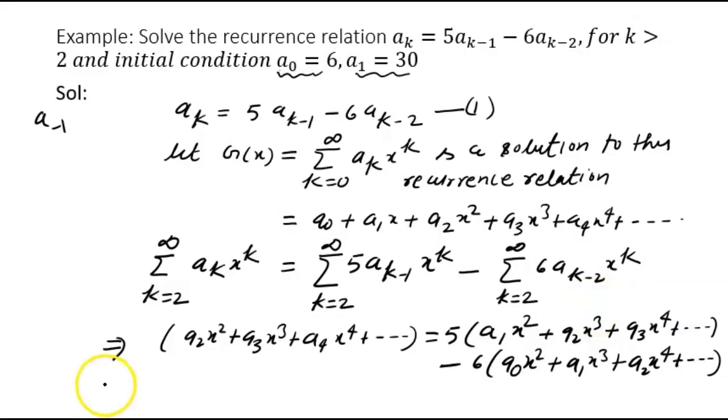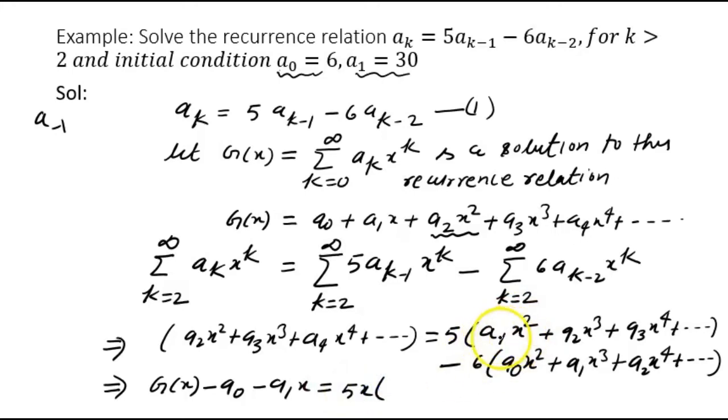Now I want you to notice one very important thing. If you look at this recurrence, this generating function g(x), this left hand side bracket actually is starting at a2 x square. So this term is nothing but g of x minus a0 minus a1 x. In the right hand side, I can take x common, so I can get 5x.